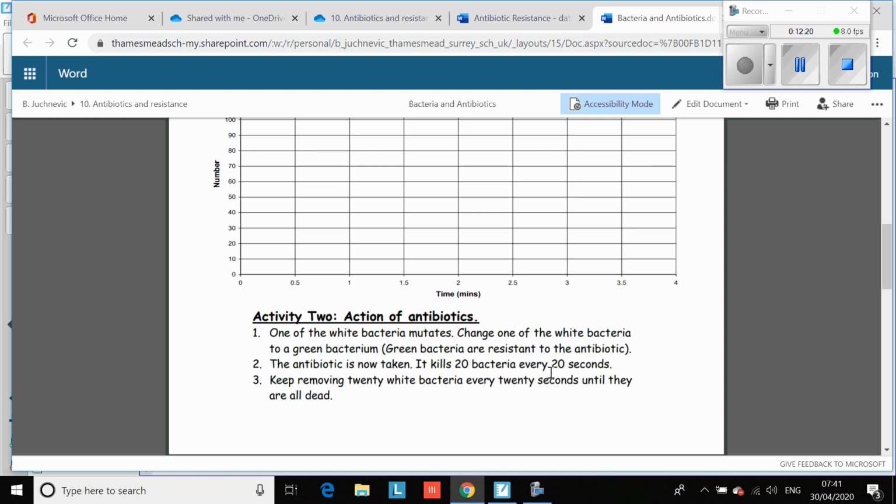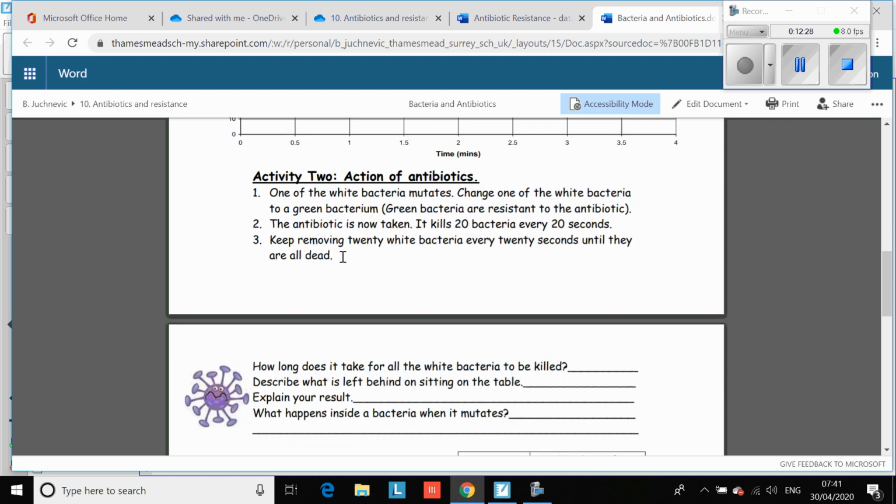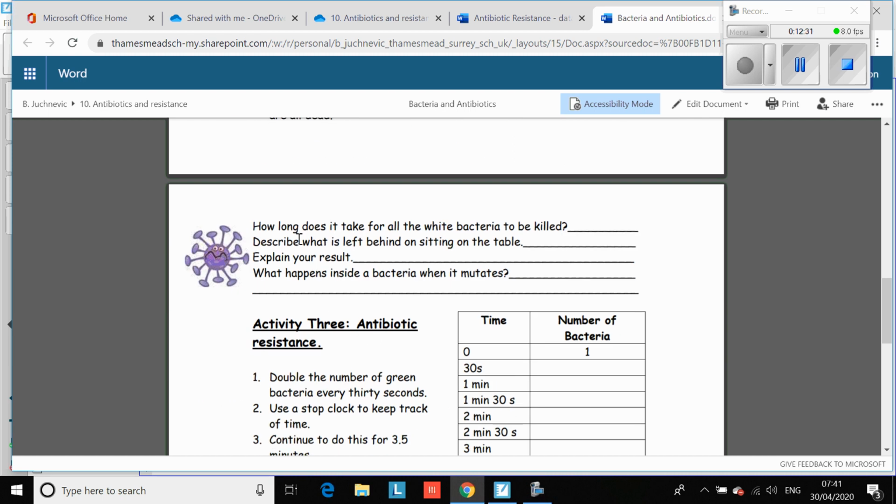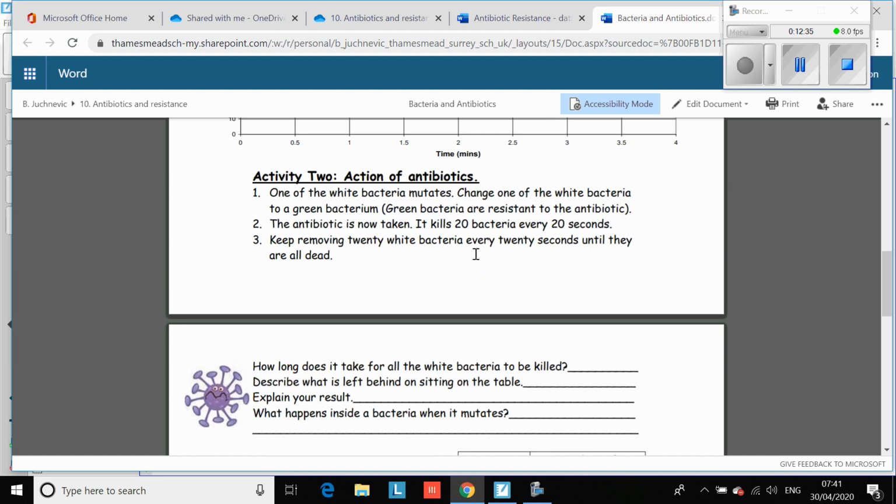Okay, so what you would need to do is look at the number that you've got. So you might have to spread them out on the table. How many are left? So what you can do is simply answer these questions then to help you with this. How long does it take for all the white bacteria to be killed? Remember, it kills 20 every 20 seconds. Okay, so you could probably do this in your head if you're good at maths.